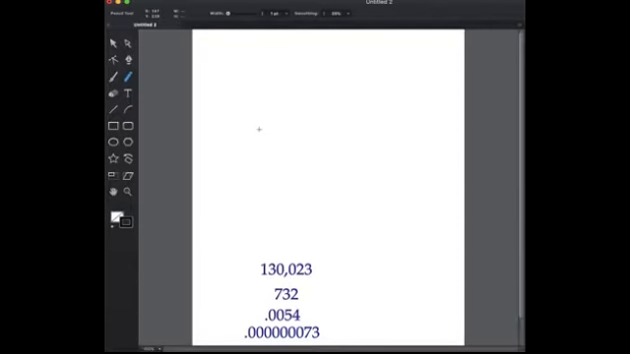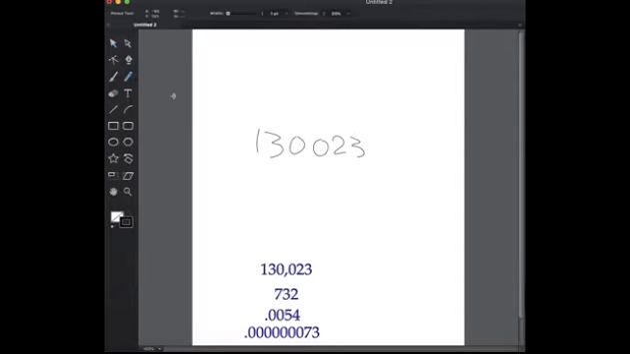Let's start with 130,023. Let's write the entire number. The number has to be above 1 but lower than 10. This number, 130,023, is above 10, way above 10. So we got to make it lower than 10, but above 1. If we put a decimal point here, this number will be below 1. So we don't want to do that. Let's get that out of there.